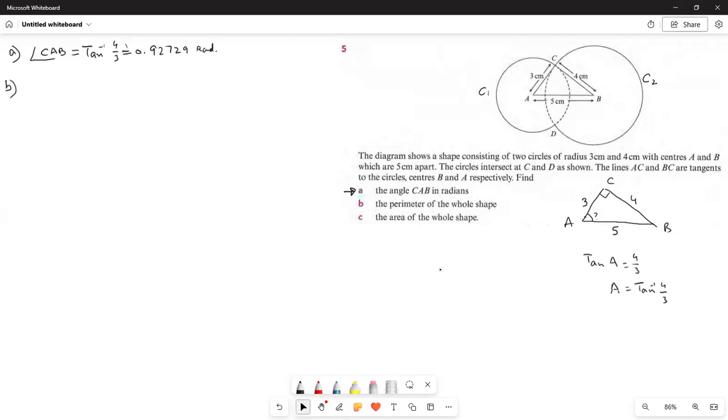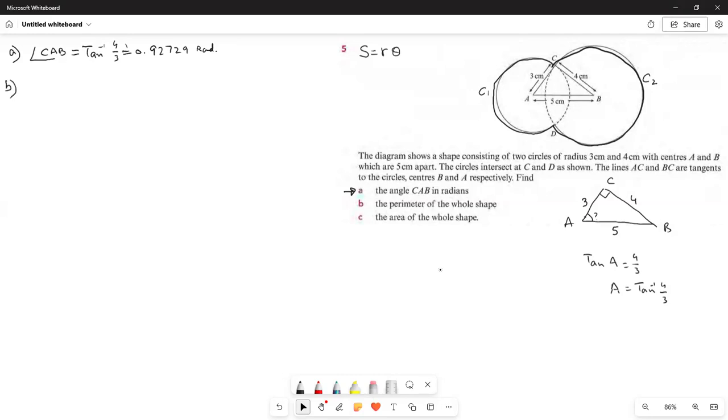Part B is the perimeter of the whole shape. So the perimeter of the whole shape means we need to measure the distance from here till here and then here, up to this point. So this is the distance we need to measure. Let me remind you that the arc length S is equal to r theta, remember?